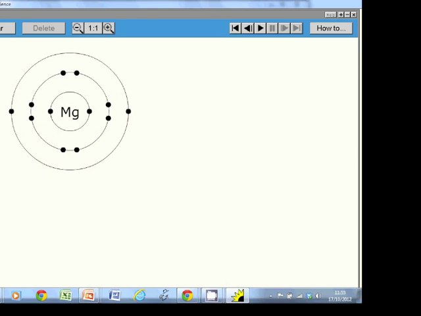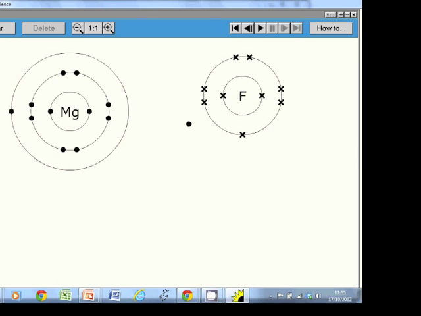Magnesium is in group 2, and like all group 2 elements, it's got 2 electrons in its outer shell. To get that outer shell full, it would like to lose those 2 electrons, and so it needs a non-metal to receive that. So let's have another fluorine atom. You can see here's this fluorine atom just like before, with one gap. It's got 7 electrons in the outer shell. It'd like to gain 1 more, and then that shell would be full.